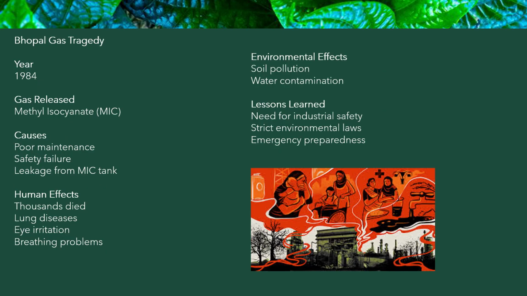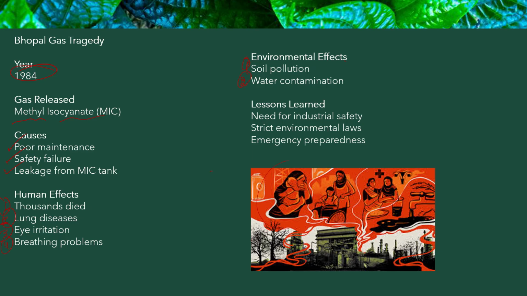Next is the Bhopal gas tragedy. This happened in 1984 due to a gas named methyl isocyanate, MIC. The causes were basically poor maintenance, safety failure, and leakage from the tank. The human effects were that thousands died, and many people had lung diseases, eye irritation, and breathing problems. Environmental effects include soil pollution and water contamination.